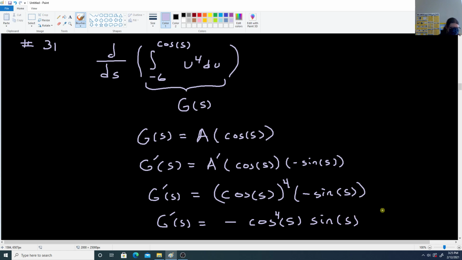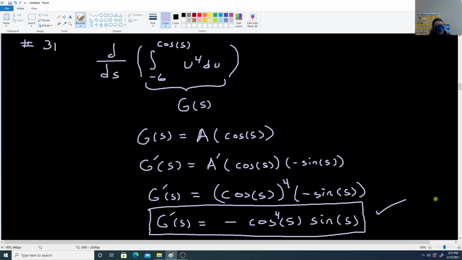And let's check that. That's 31. Let's check that against the back of the book and make sure that that's matching up with everything and I didn't make a dumb mistake somewhere. If you know what the answer is supposed to be, it's always a good idea to check it and make sure that everything's working out the way you expect it to. So that was 31. We get negative cosine to the fourth of s, sine of s. That's what the book says, so that's what we expected to have happen. Everything's working nicely here.